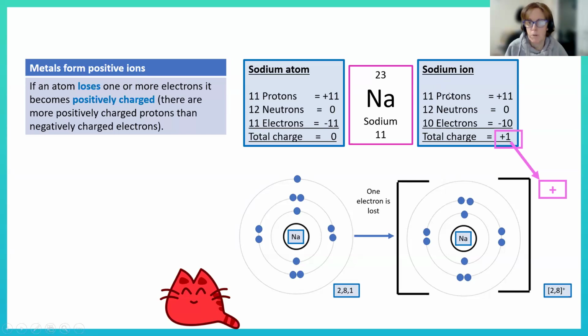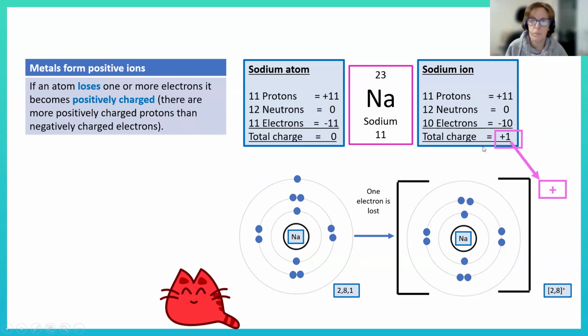So it's got 11 protons, 11 positively charged protons, and we've just lost 1 negatively charged electron. So we've gone from the 11 electrons that we started with to 10 electrons. So now we've got negative 10 plus 11 gives us an overall positive charge.